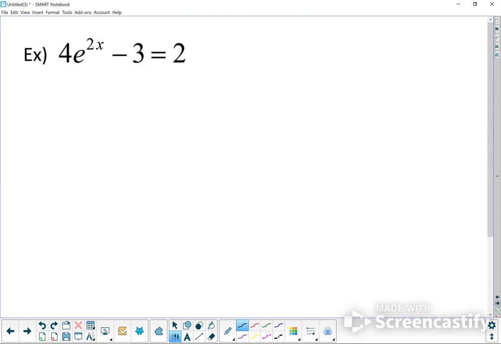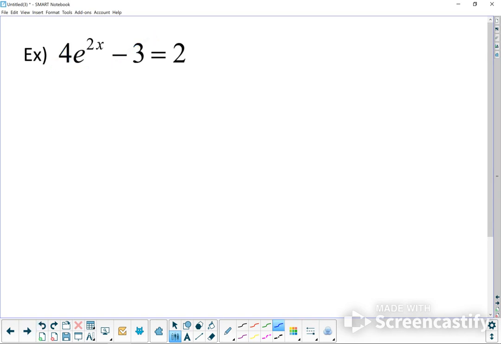This one's a little bit more advanced. Again, we have an exponential equation. An exponential equation is an equation that has powers. This is the exponent, that's why it's called an exponential equation. The exponential has a base, and the base is the e. Now I need to get rid of everything else besides that exponential, which is the e to the 2x. So I need to get rid of that -3, and I need to get rid of that 4.